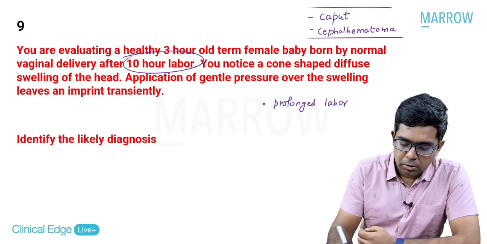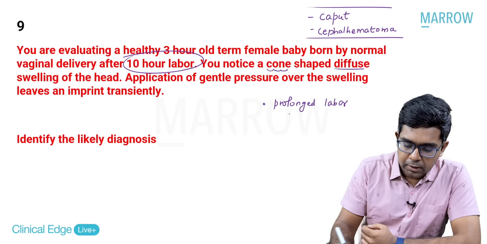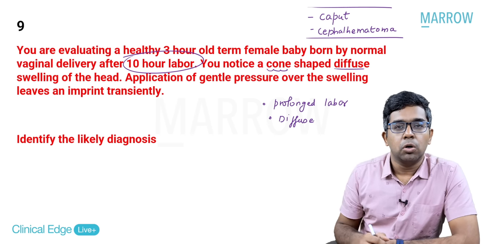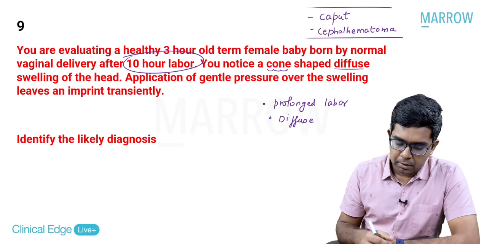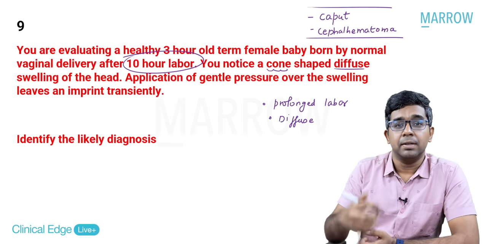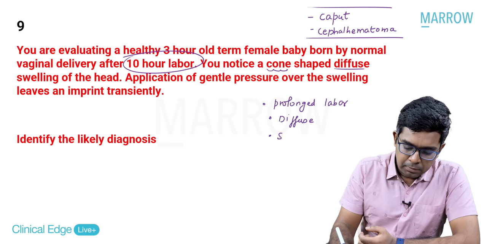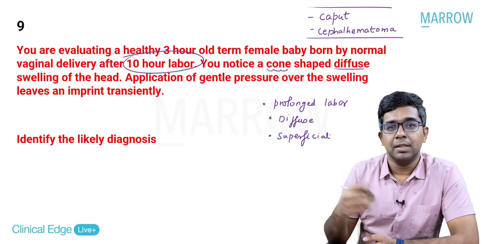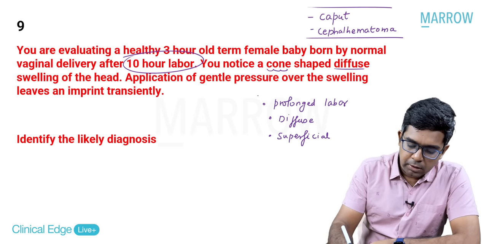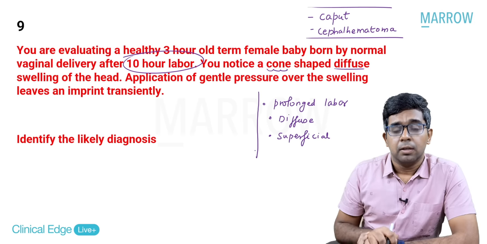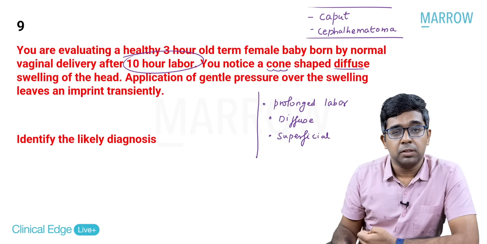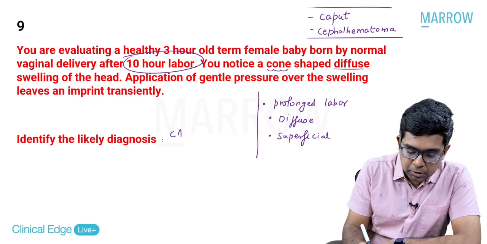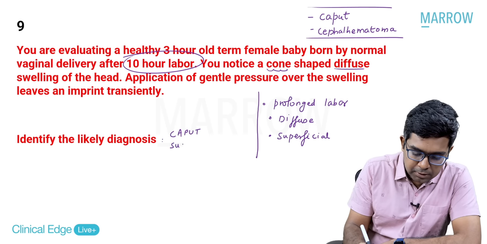Number two, it's a cone-shaped diffuse swelling. That is also characteristic, diffuse swelling. And also, if you apply pressure over the swelling, it leaves an imprint transiently, meaning that it's a superficial swelling. In a deep swelling, you will not see an imprint after pressing that area. So, three findings are there: prolonged labor, diffuse swelling, as well as superficial swelling. So, what do you think is the diagnosis? Yes, it's a classical case of caput succedaneum.